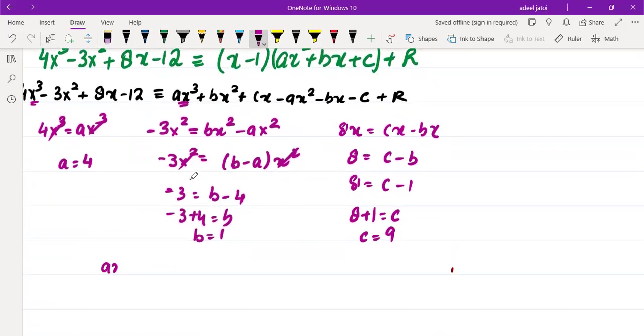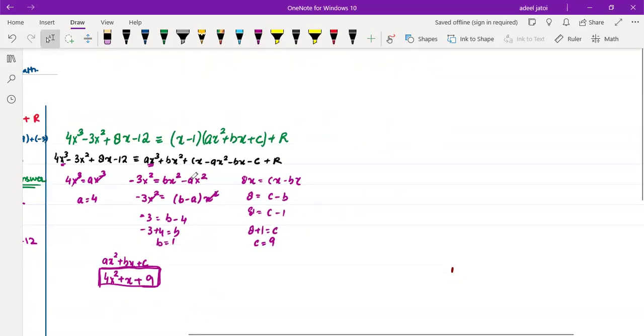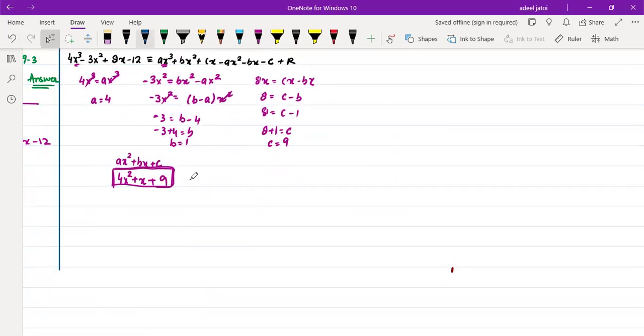So we had ax squared plus bx plus c, which is 4x squared plus x plus 9. We got the same quotient. Now, knowing that we already know the quotient here, and the factor generated with this was x minus 1, this factor can only come when the remainder is what? Assuming that the remainder is 0, because the factor is there, right?